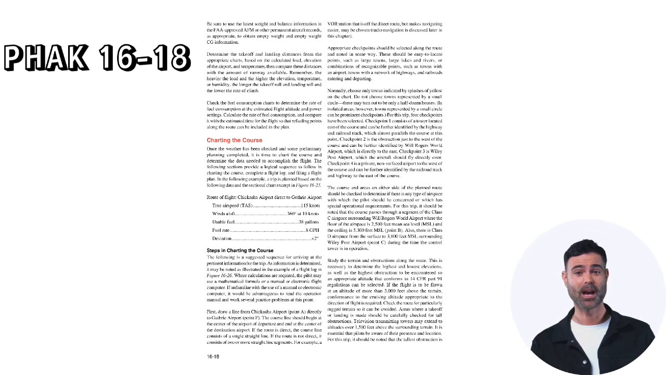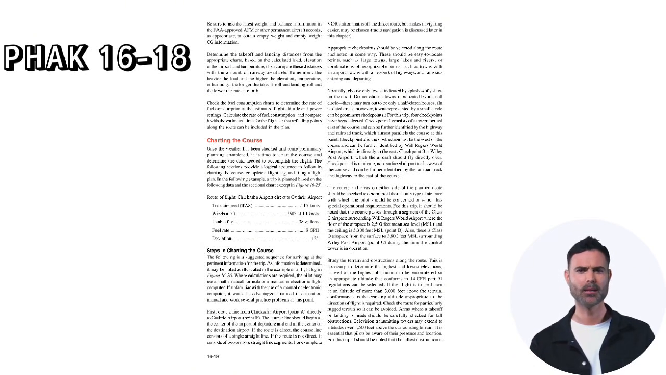The course and areas on either side of the planned route should be checked to determine if there is any type of airspace with which the pilot should be concerned or which has special operational requirements. For this trip, it should be noted that the course passes through a segment of the Class C airspace surrounding Will Rogers World Airport, where the floor of the airspace is 2,500 feet, mean sea level, MSL, and the ceiling is 5,300 feet MSL, point B. Also, there is Class D airspace from the surface to 3,800 feet MSL surrounding Wiley Post Airport, point C, during the time the control tower is in operation.